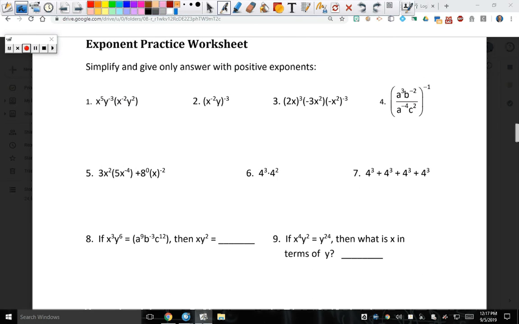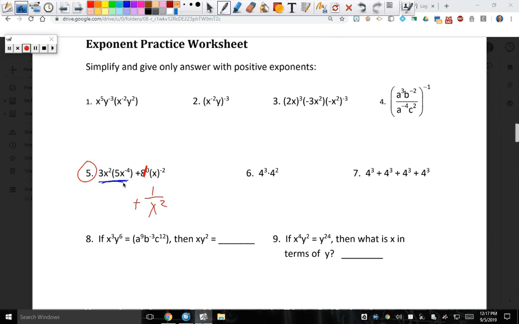Let's look at, okay, I'll let you pick one problem, 1 through 7. Which one do you want to do? 5? Or 4? Which one? I think I heard more 5. 8 to the power of 0 is 1. So 1 times x to the negative 2 is the same as 1 over x squared.